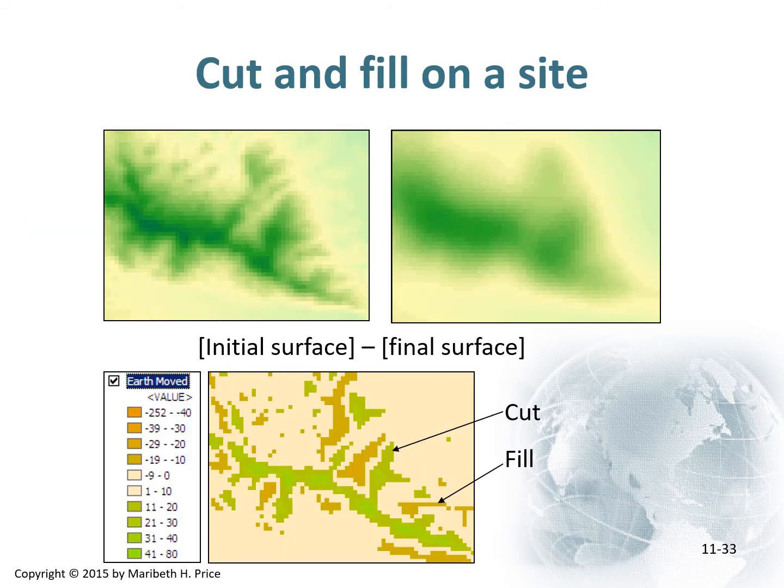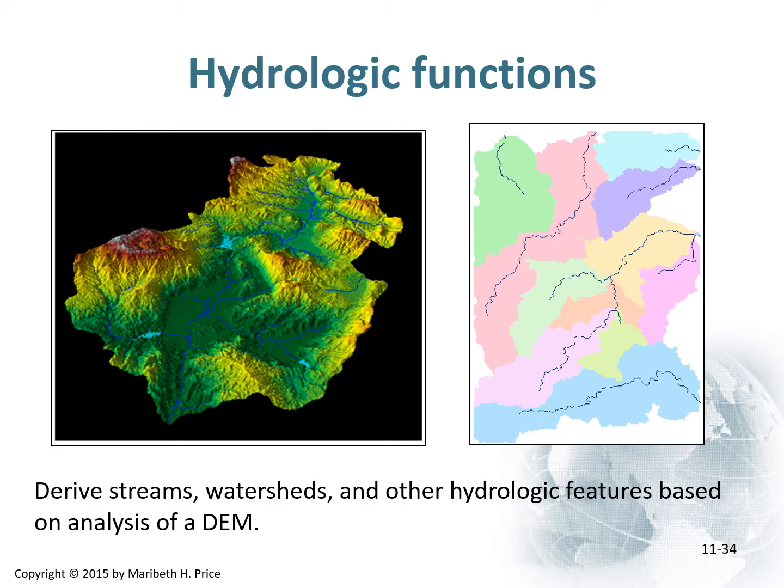Cut and fill, we've talked about that before and what that is. I'm not going to really spend too much time going back over it. You take your initial surface and your final surface, and it tells you the difference. The places that are in cut means it's things that you removed. Fill is the places that you added in. There's also a lot of hydrologic functions that are out there that we can use and do in GIS. We can derive streams and watersheds and all kinds of other features, all based off of a single digital elevation model.